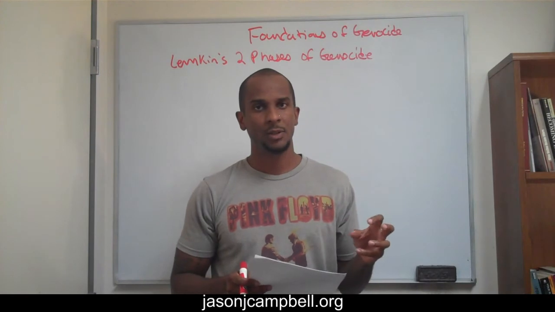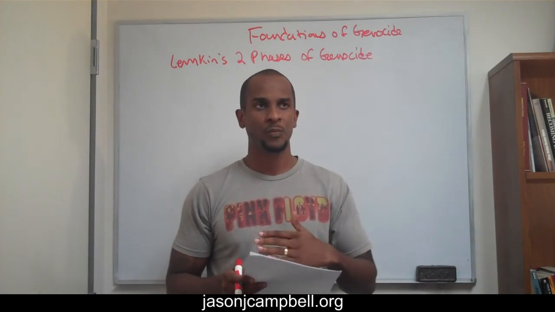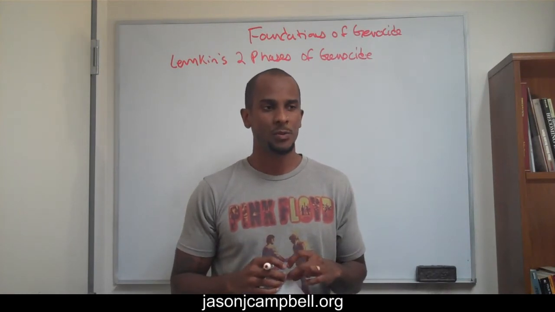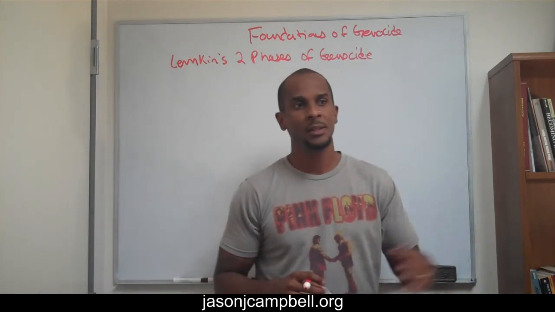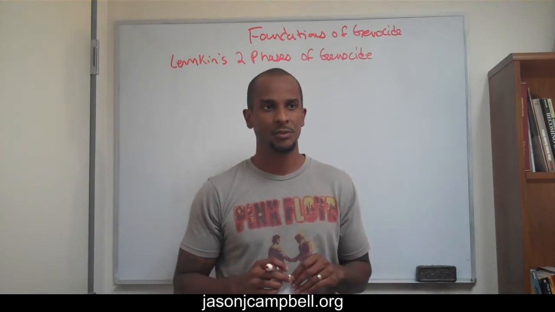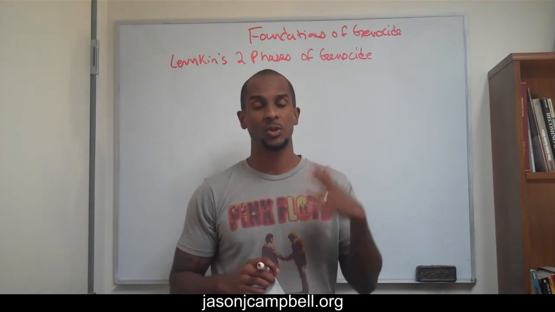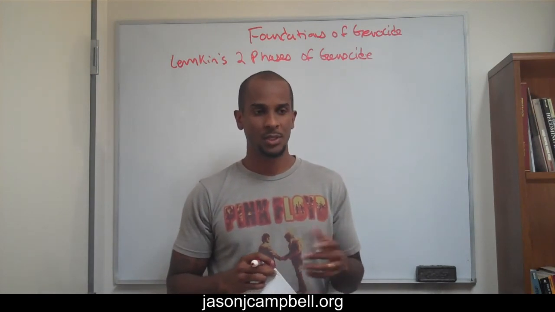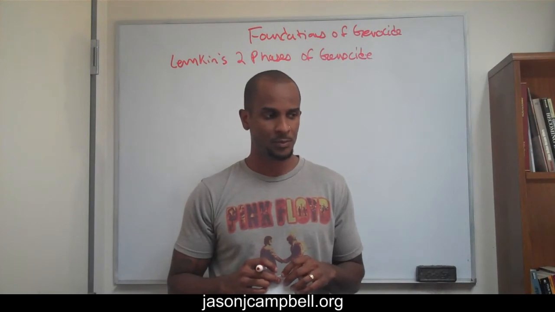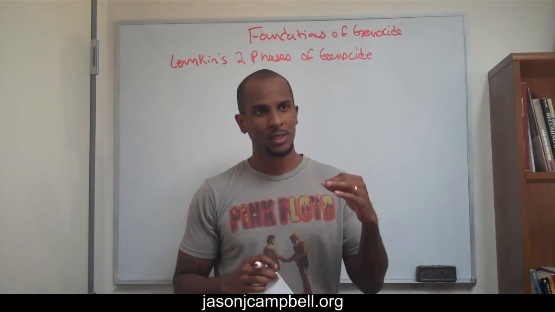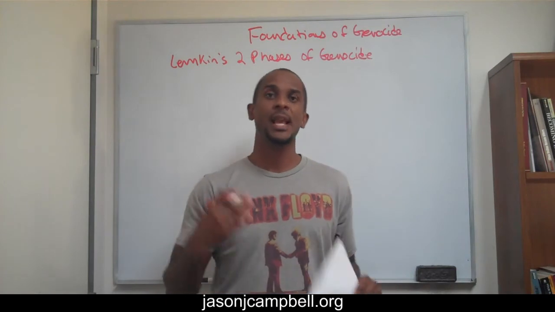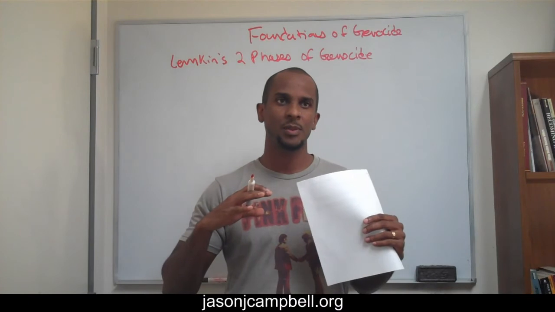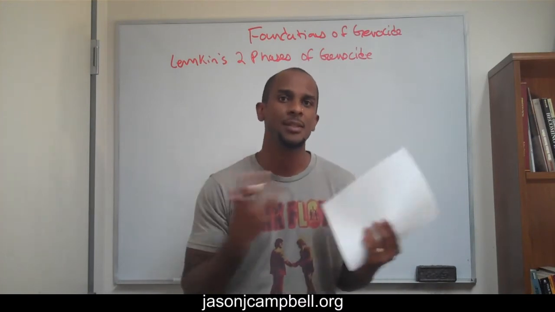Remember that his account of genocide was a number of years ago, like 60 years or so ago. With respect to Lemkin's account, a lot has been modified. There are a lot of genocide scholars who have talked about multiple stages or multiple phases of genocide. The most an individual can do in understanding Lemkin's account of genocide is to understand his attempt to conceptualize this concept, right?